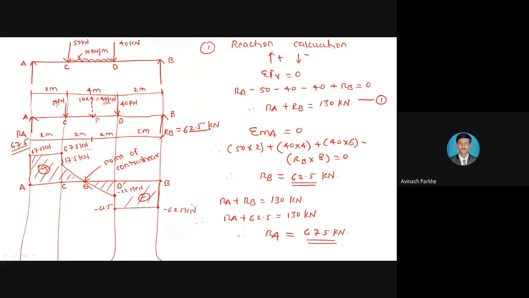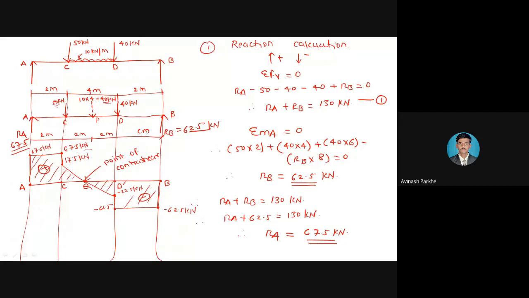Also at that point shear force is 0. Point Q is present on the horizontal line. Therefore this is called a point of contra shear. Okay. So this is the SF calculation.